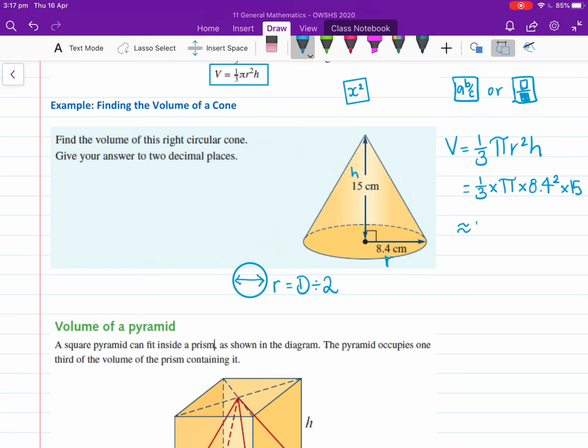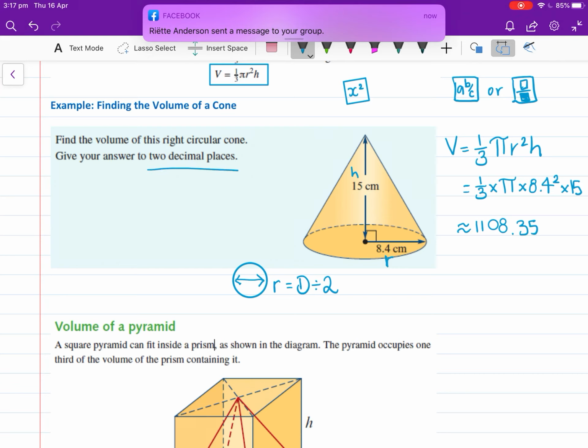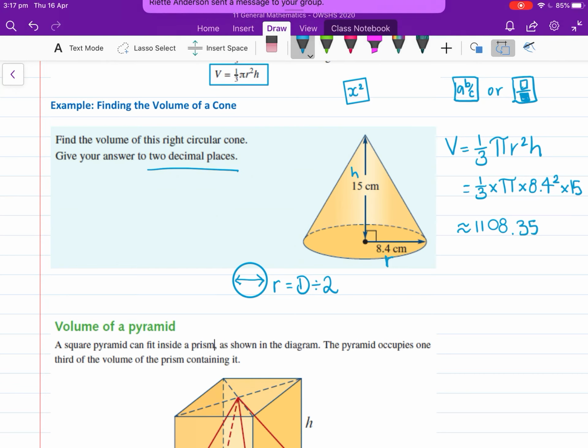So we've got $1,108.35. Now this question asks to go to 2 decimal places, and so we then need to round off. The third digit would be a 3. Because it's a 3, we actually round back, so we keep it as the 0.35. And then units are going to be centimetres cubed.